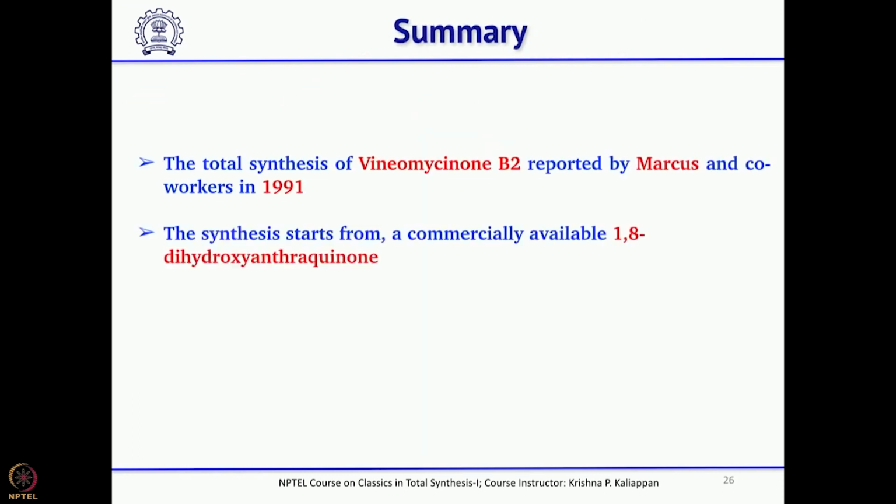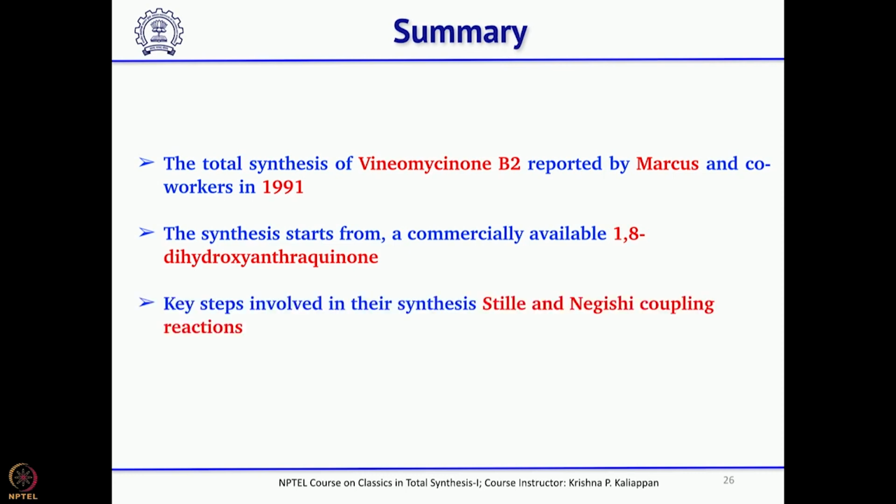So, in summary, Marcus Tius and his co-workers completed the total synthesis of Vineomycinone B2 in the early 90s, and they started with the commercially available 1,8-dihydroxy anthraquinone and also D-glucol on the left side, and the other side they started with beta-hydroxy carboxylic acid, which is also commercially available.